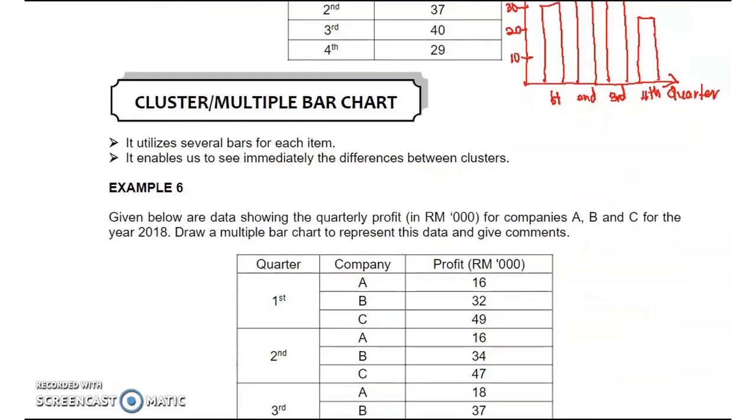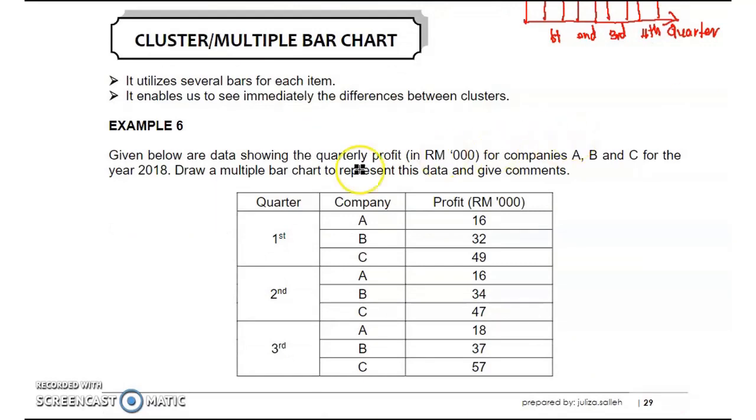Now let's look at the cluster or multiple bar chart. So we have quarters here, then under each quarter we want to compare 3 companies. If you have these types of data, we can use a cluster or multiple bar chart. Again, on how to draw the chart, look at the highest and lowest value in the data. In this case, the highest value is 57 and the lowest value is 16. So you can use a scale of 10 or a scale of 20. In this case, because of limited space, I use a scale of 20.